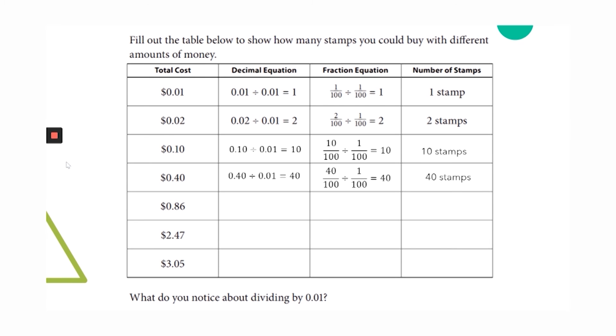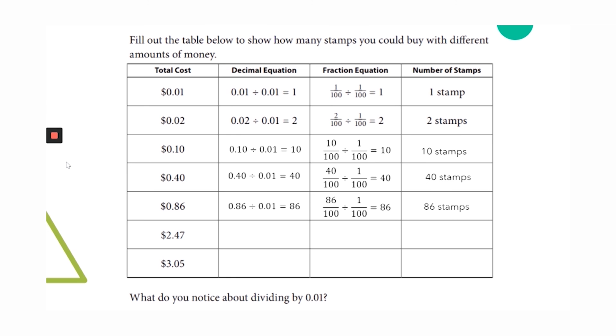How about if you had 86 cents? Try it now. Let's check it out. 86 hundredths divided by 1 hundredth equals 86. Or, for the fraction equation, 86 hundredths divided by 1 hundredth equals 86. So that's 86 stamps you can buy if you had 86 cents.